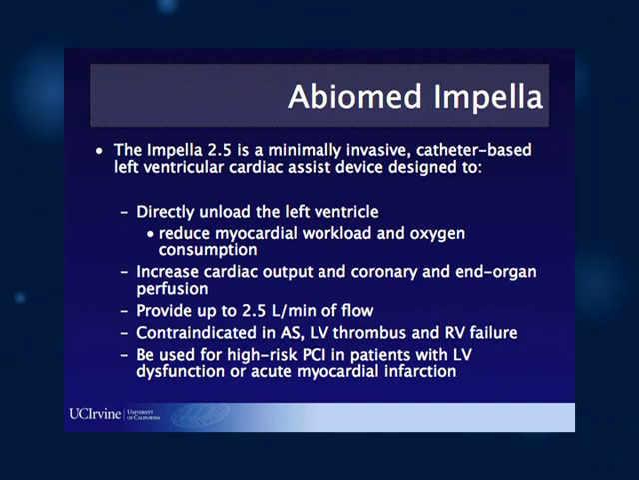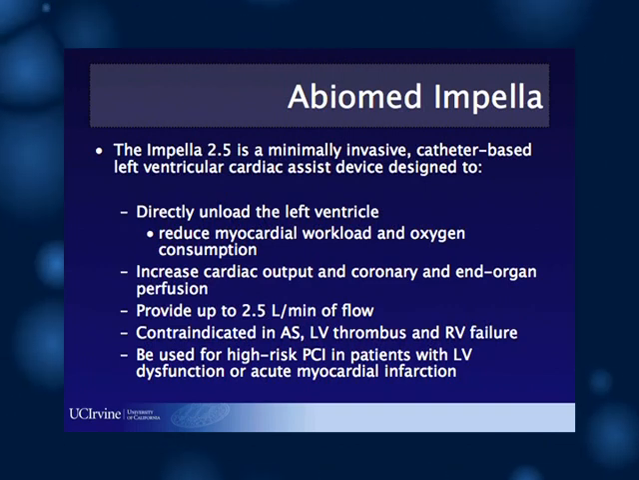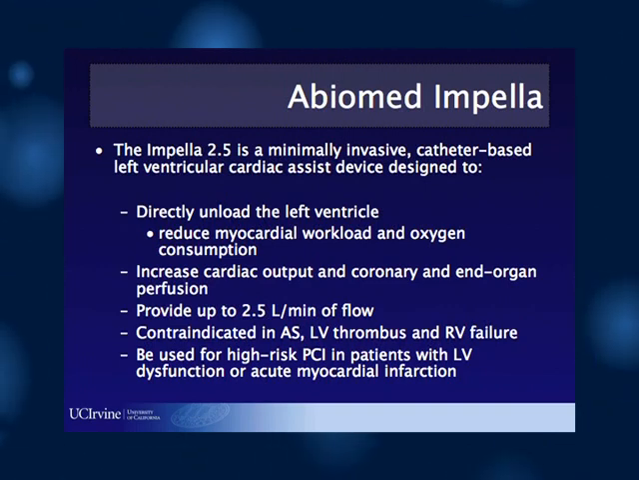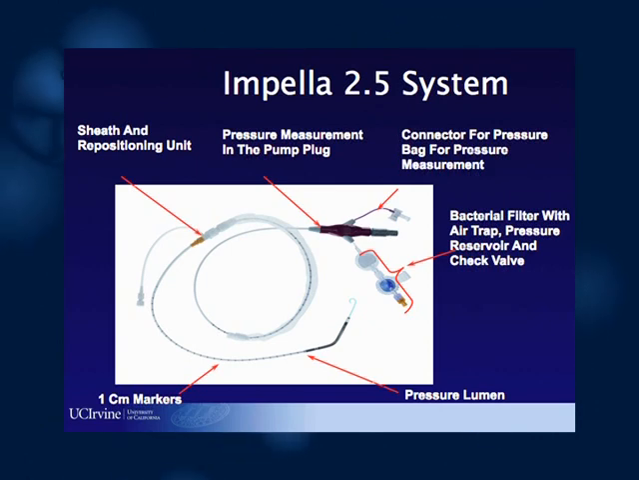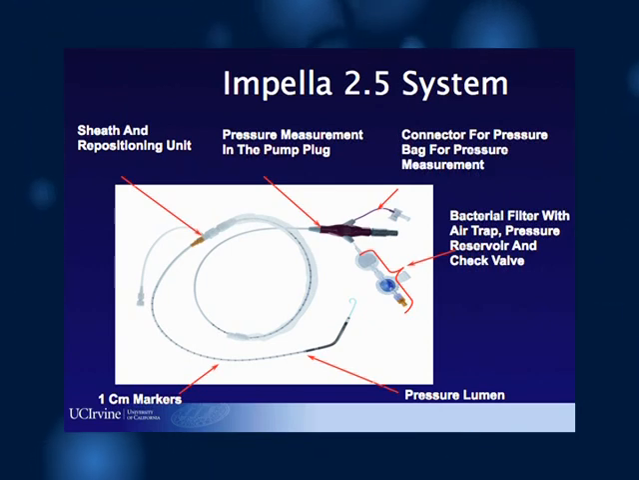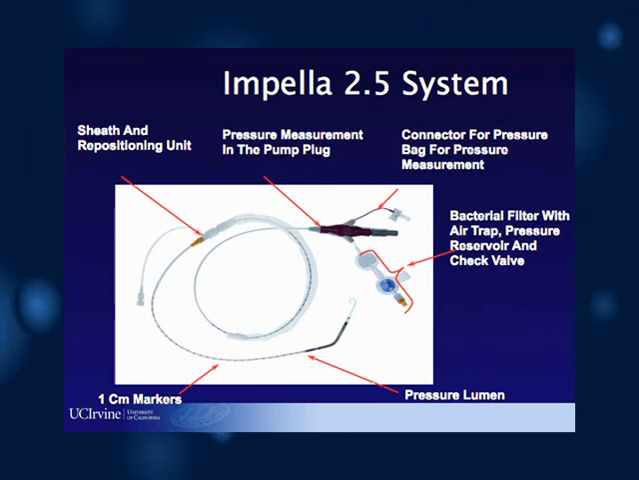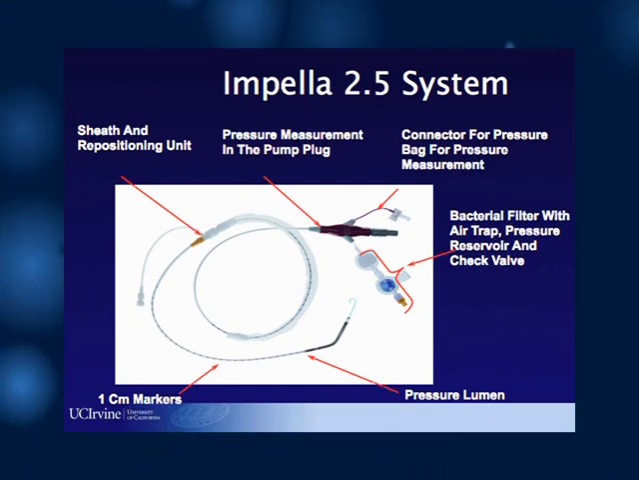The Impella pump can provide up to 2.5 liters per minute of flow, but cannot be used in patients who have aortic stenosis, LV thrombus, or RV failure. It is ideally designed to be used in high-risk PCI patients with left ventricular dysfunction or those having acute myocardial infarction. The Impella 2.5 system is shown here with its sheath and positioning unit.